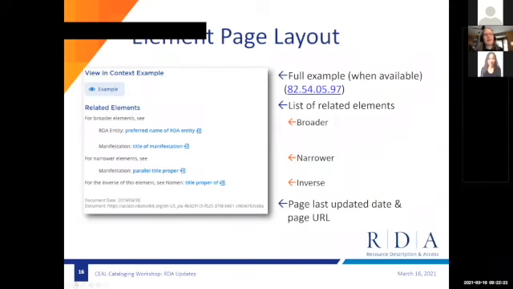Finally, at the bottom of the page, if there are full examples, they will be labeled as a view in context example. To see it, you click on the little blue box with the eyeball and it will open up and will show you not just this element, in this case title proper, but that title proper in context of who the author was, who the publisher was, etc. And then at the bottom, you will have a list of related elements if there are any, so broader and narrower elements. And also you will always have the inverse for relationships. And at the very bottom of the page, in case you ever want to know, it's the last date the page was updated and the page URL. Next slide, please.